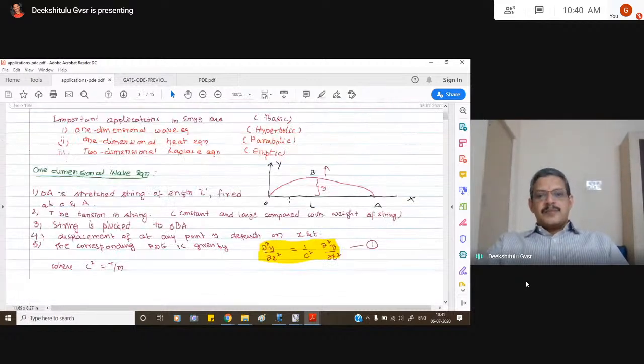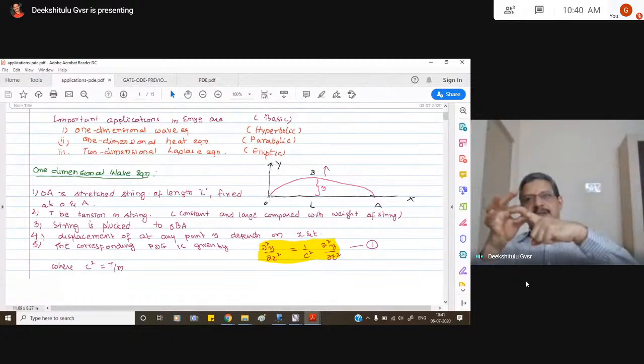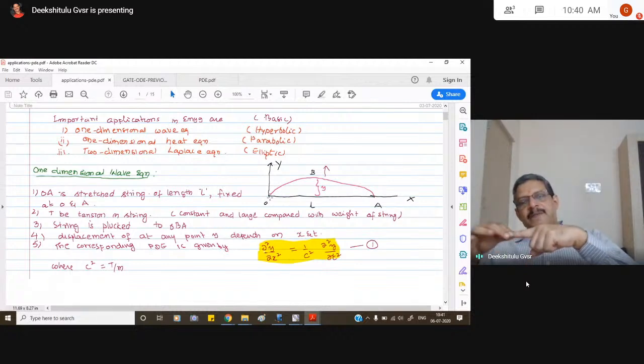Then the initial position. If the string is initially like this and you give it a force like this and leave it, it starts vibrating. That is one way. In that case, initially y is 0.